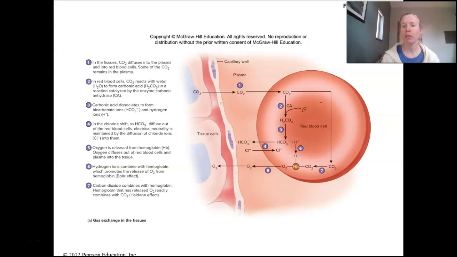Here we see CO2 binding to hemoglobin, CO2 joining with water, becoming carbonic acid, splitting to bicarbonate and hydrogen bonding to hemoglobin, bicarbonate moving into the plasma. There's the chloride shift. Okay.